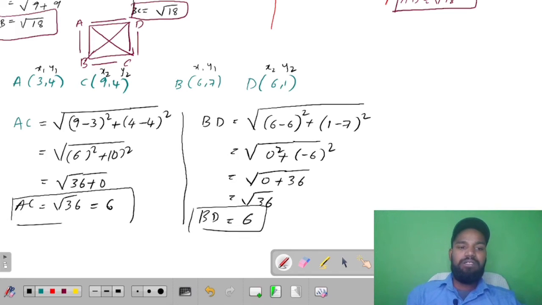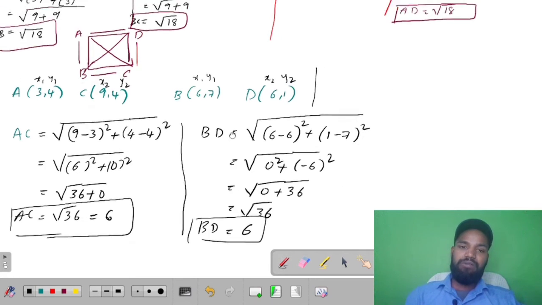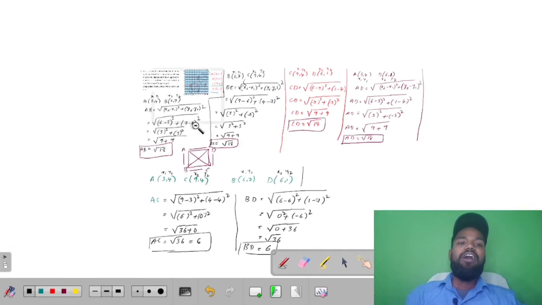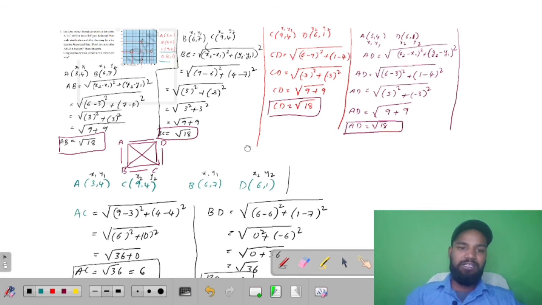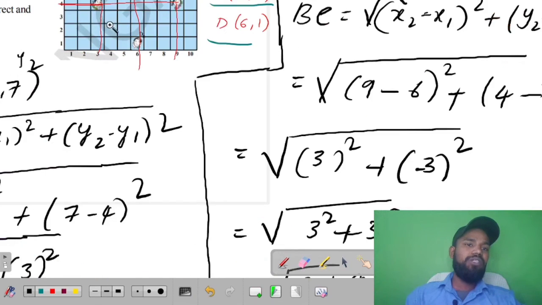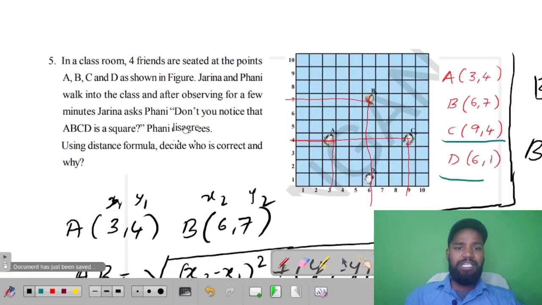So I am ending the problem, solving the total problem. We confirm that the given thing is a square. Why? Because all sides are equal, and at the same time diagonals are also equal. See here, all sides are equal and diagonals are also equal. So we will conclude who is correct here.